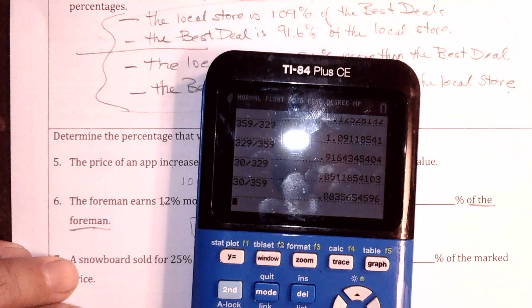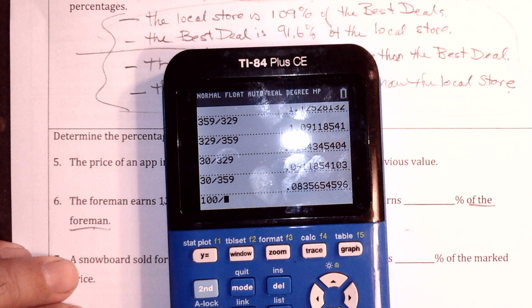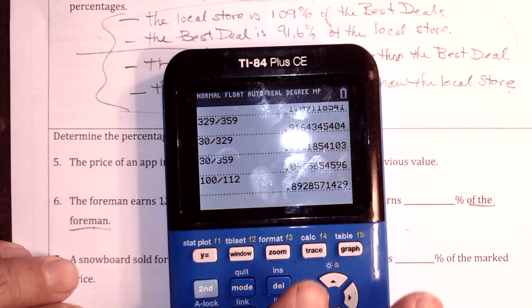So 100 divided by 112 times 100 would be 82.3%.